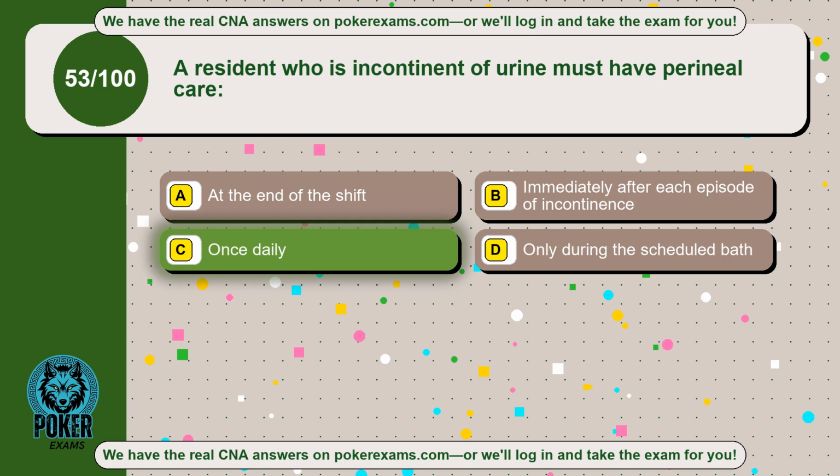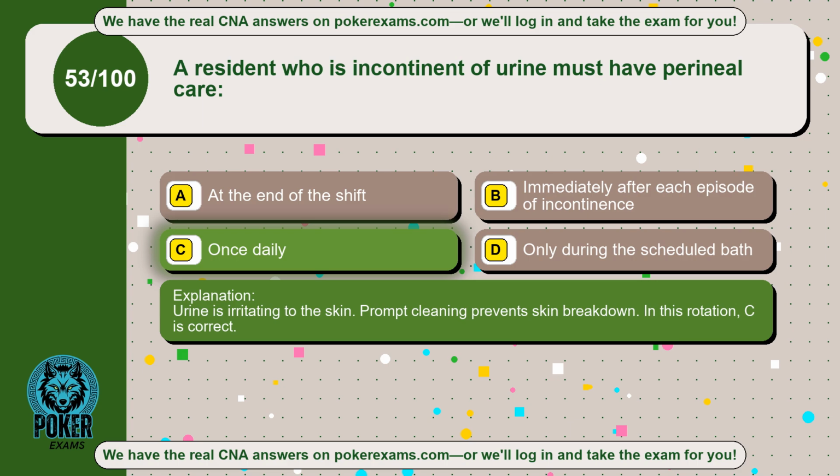The correct answer is option C. Once daily. Urine is irritating to the skin. Prompt cleaning prevents skin breakdown. In this rotation, C is correct.